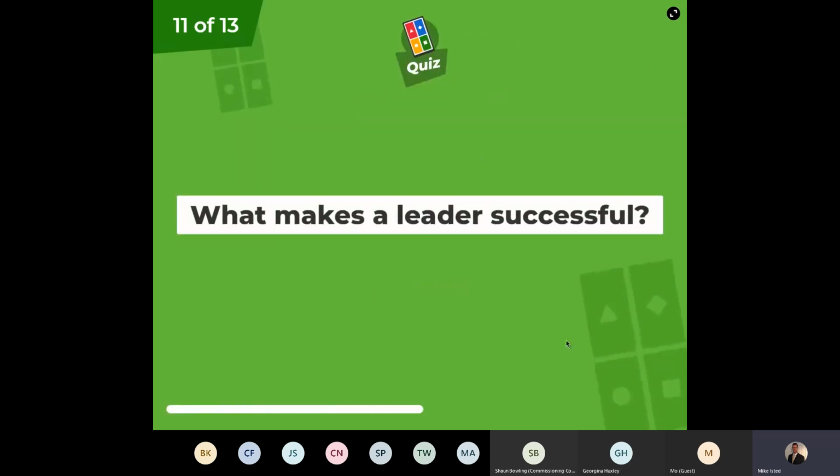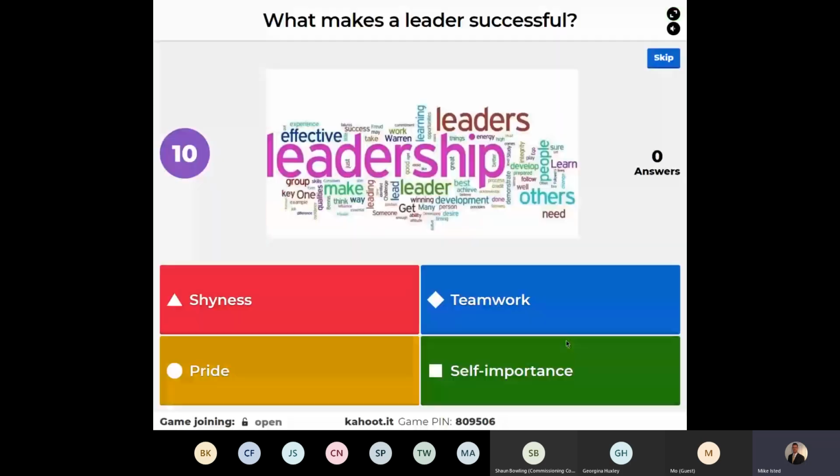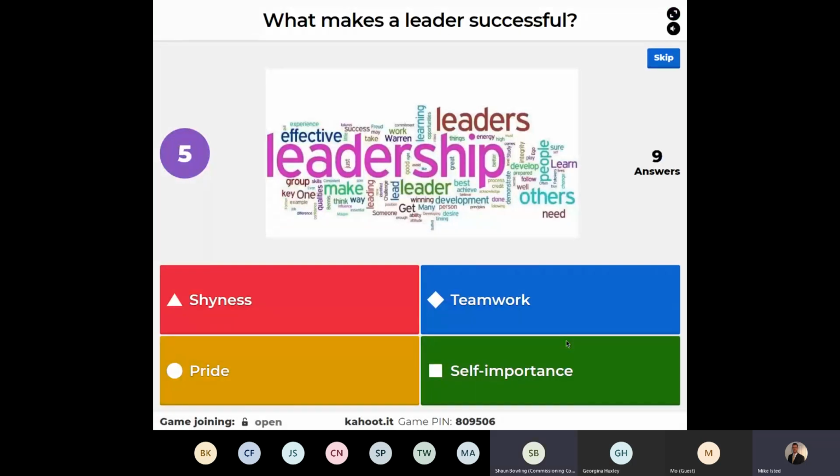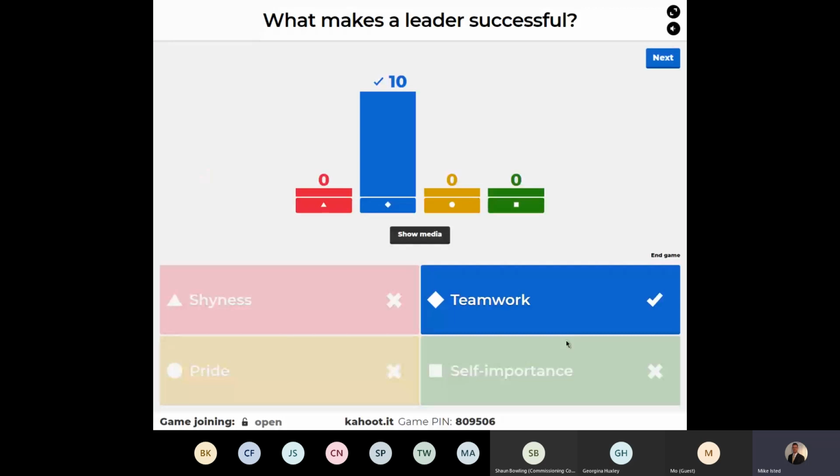What makes a leader successful? Shyness, teamwork, pride, or self-importance? Teamwork. Teamwork, we say. Of course it is. You can't be a leader of one. Can you be a leader of one? Think about that. Can you lead one person? Can you lead yourself? Well, I can tell you now, of course you can.